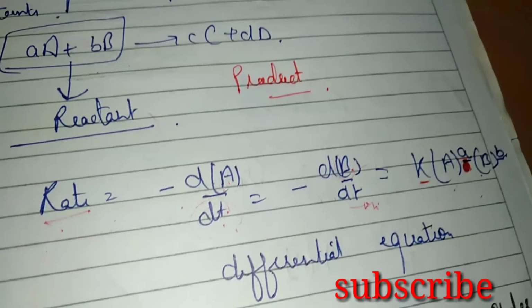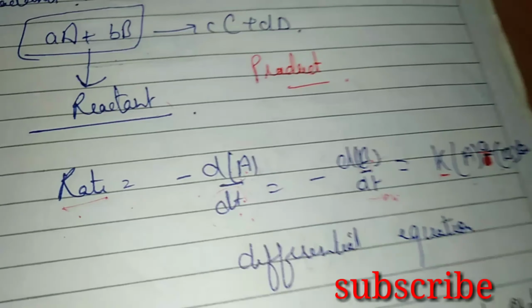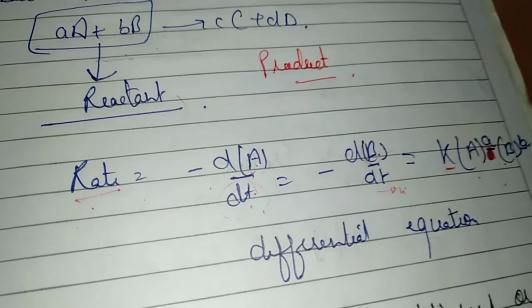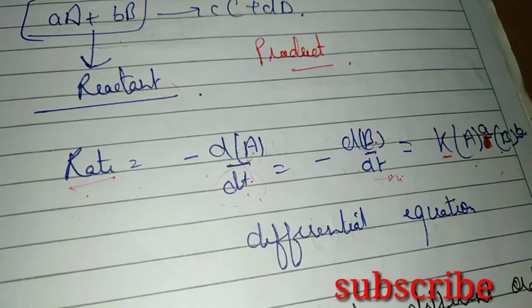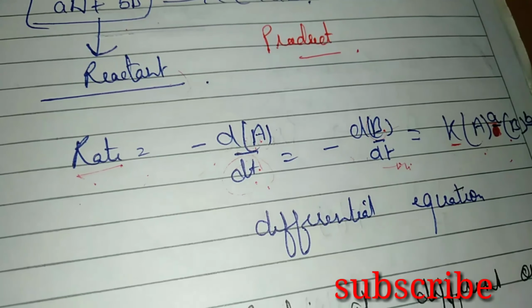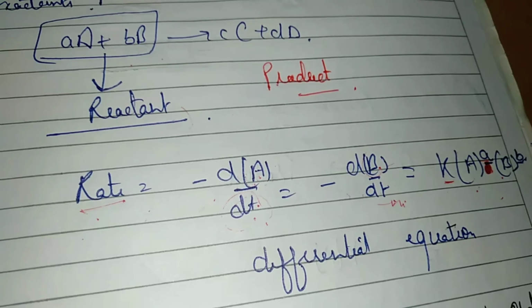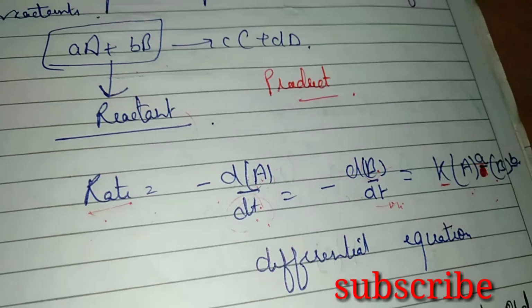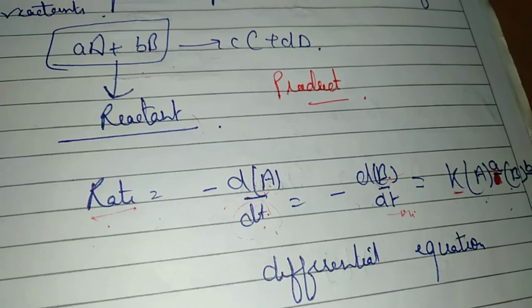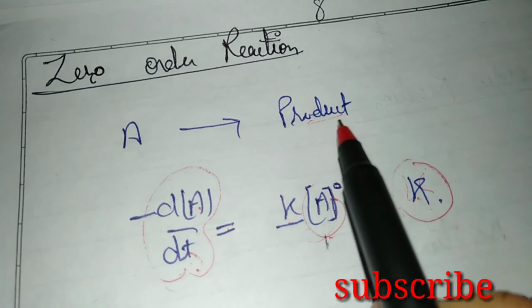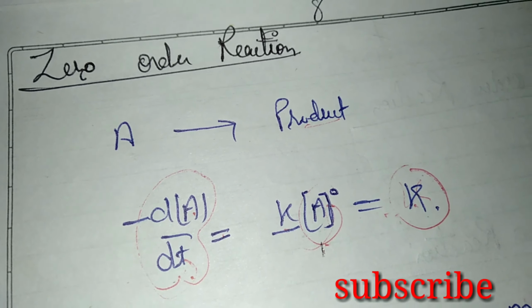So here we have different types of rate equations for reactions of different orders, like we have discussed: first order, second order and third order reactions. Here we will discuss how to calculate the unit of a different order of reaction in the next video. So here is how we can write the rate equation for different types of order of reaction.